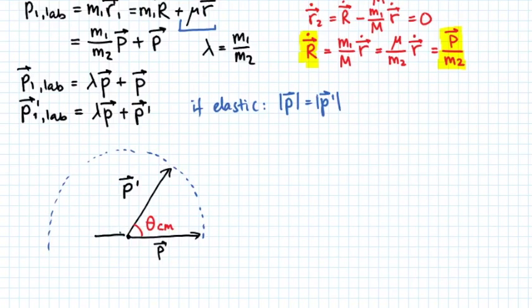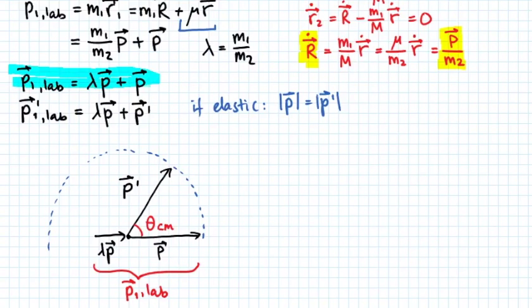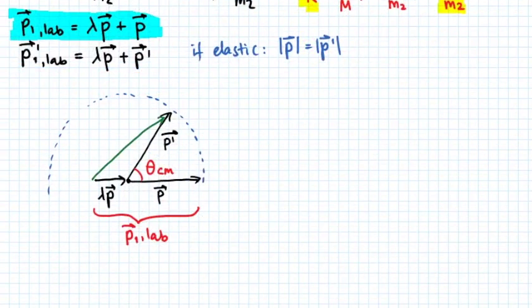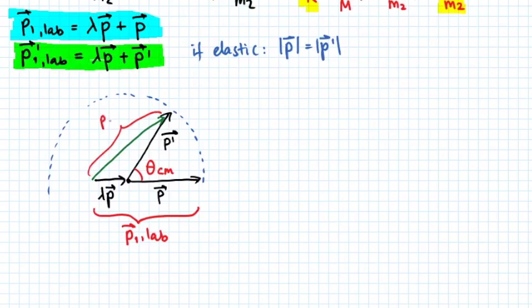Next, we are adding the component lambda times P so that the vector given by lambda P plus P is equal to P sub 1 lab, this expression here, and likewise this vector here is given by the momentum of the first particle in the lab frame after the collision, the primed values, P1 lab prime.